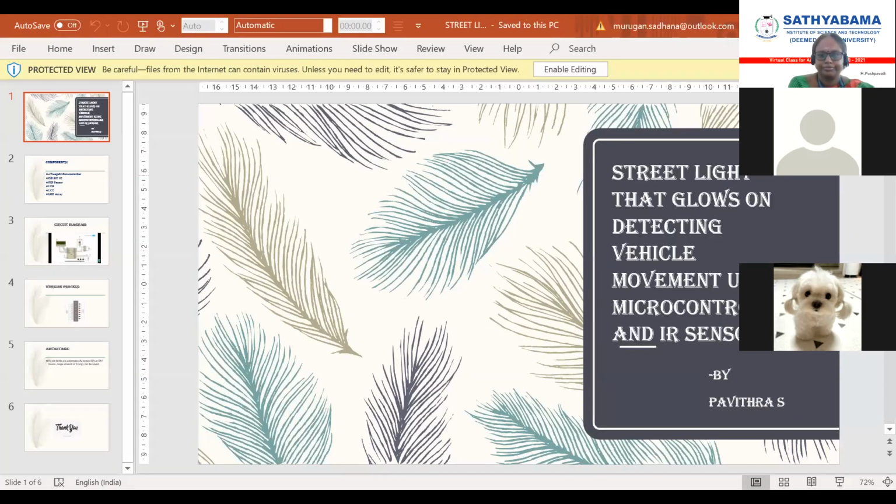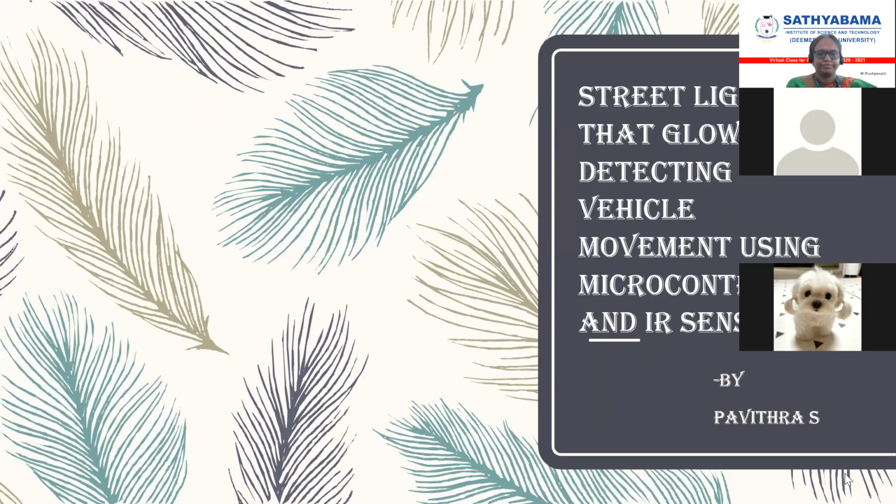Hi, friends. Now I'm going to talk about the street light that glows and detects vehicle movement using a microcontroller and IR sensor. It is used with the ATmega8 microcontroller. It is one type of microcontroller mainly used for embedded systems and industrial automation processes.